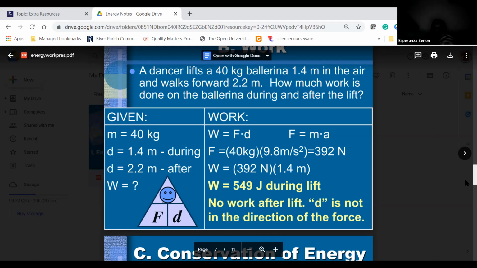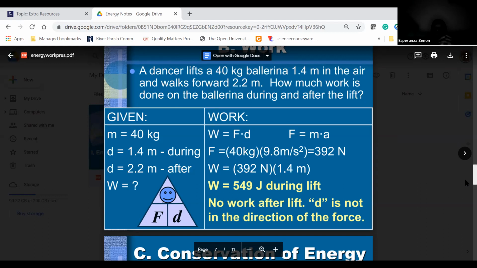Well, how far did you move the ballerina's weight during the lift? 1.4 meters. Multiply that together, you get 549 joules. If you tell me 549 Newton meters, I'm going to take points because you did not properly give me the unit joules. What about after you lift and walk forward 2.2 meters?